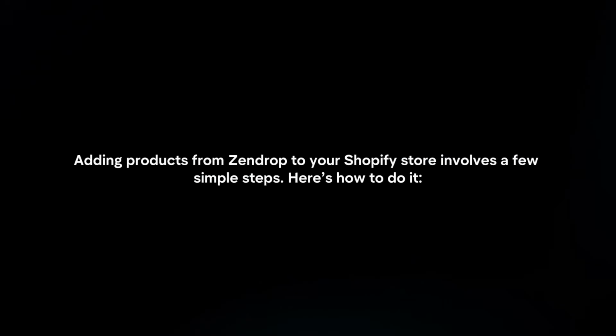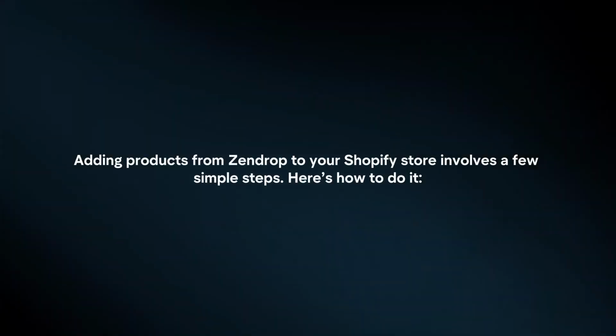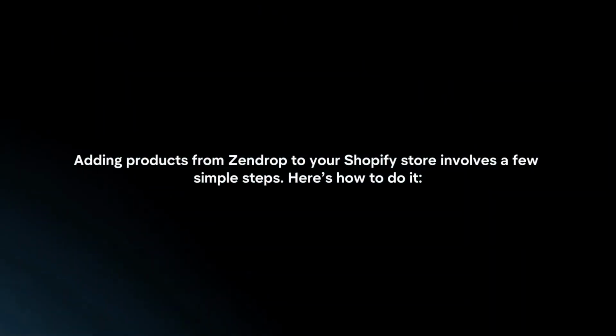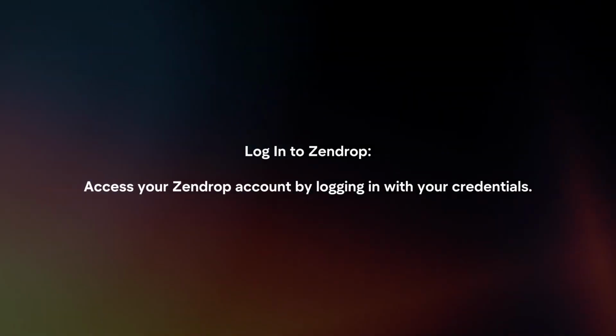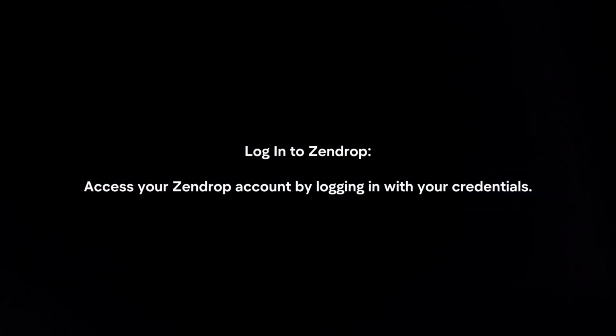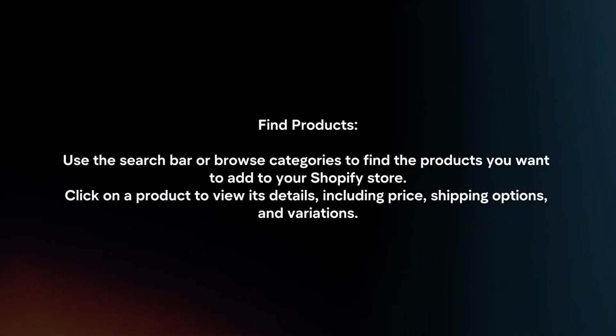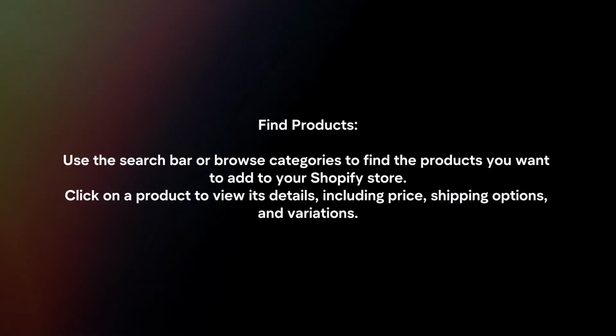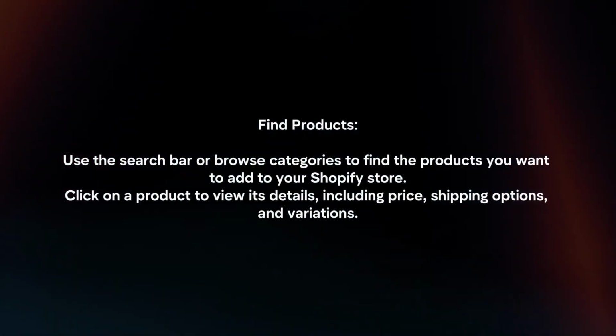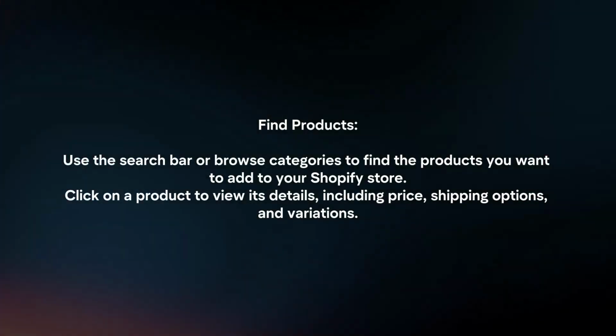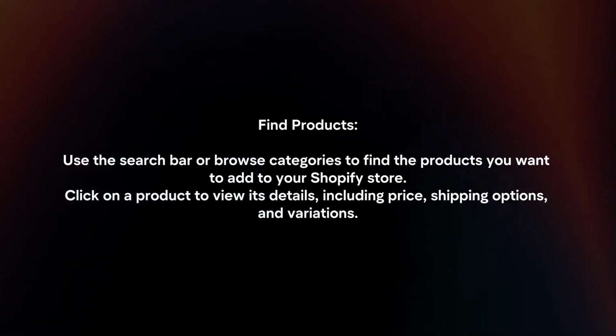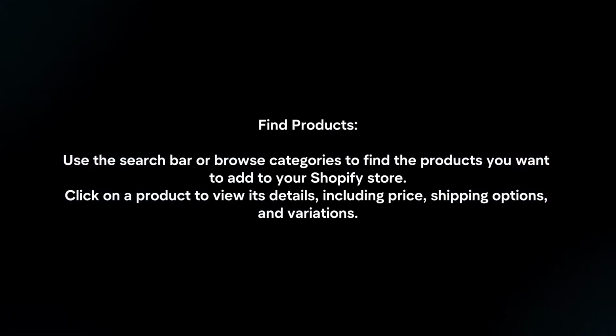Adding products from Zendrop to your Shopify store involves a few simple steps. Here's how to do it. Log into Zendrop. Access your Zendrop account by logging in with your credentials. Find products. Use the search bar or browse categories to find the products you want to add to your Shopify store. Click on the product to view its details, including price, shipping options, and variations.